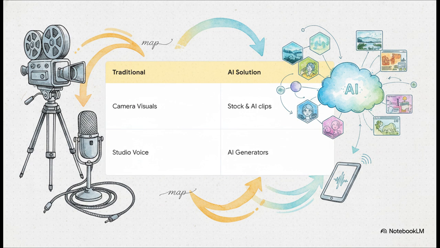We map the traditional pillars directly to simple AI solutions. Need visuals? You don't need a camera. Just map it directly to stock footage, screen recordings, or AI-generated clips. Need a voiceover? You don't need a Soundgroove Studio. You use AI voice generators, which have gotten so incredibly good, they're virtually indistinguishable from a real human.